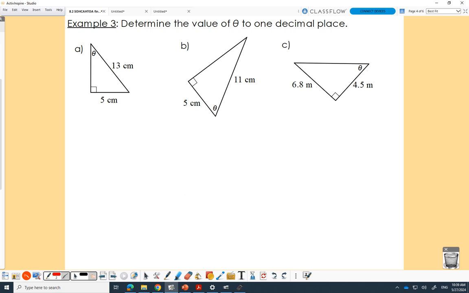Circle the angle you're going to do. It says determine theta. It's called theta. You want to be cool, call it theta. Don't change its name to A because you're not used to saying theta. Get used to the Greek letters. They're really cool. Circle the theta.